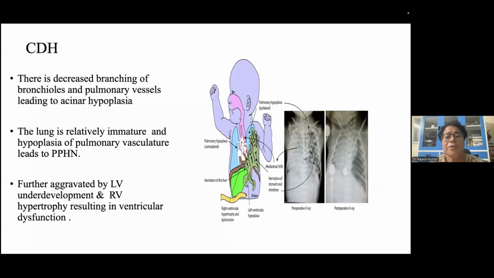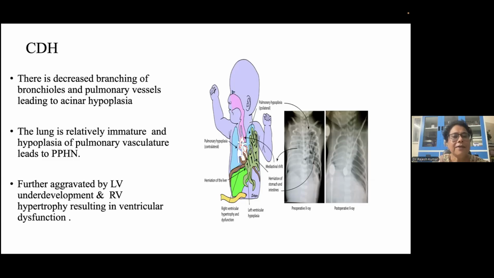The lung, not only on the same side but also on the contralateral side, would be hypoplastic because of this poor acinar development, leading to pulmonary hypoplasia. This also leads to abnormalities in the formation of the pulmonary vasculature, leading to PPHN. This is further aggravated by left ventricular underdevelopment as well as right ventricular hypertrophy because of PPHN, resulting in ventricular dysfunction.